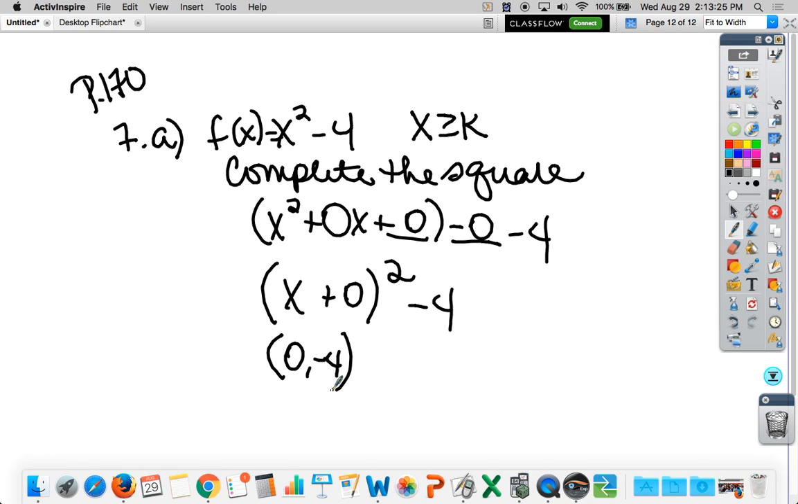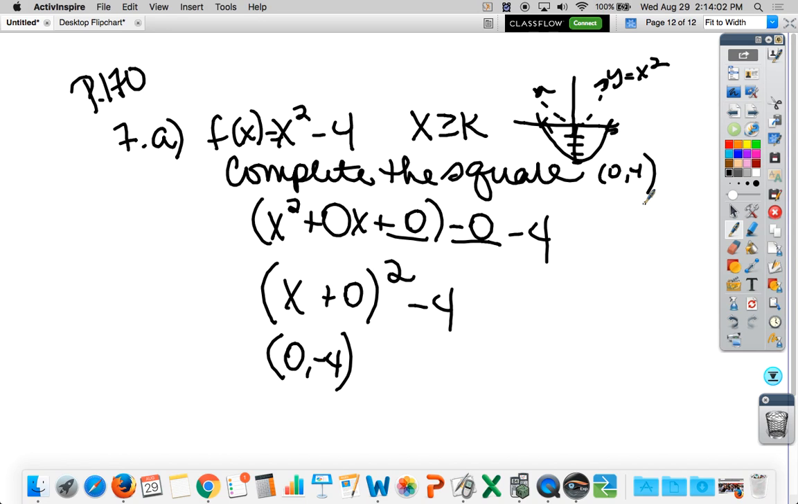Y'all got to know your transformations. You've got to. This is a graph. The original looks like this. That's your y equals x squared. This would be your C in the parentheses. Your A comes in front of it. That's your D. It's shifted down 4. What's my vertex? So ones like these, you can complete the square, but also if you know your transformations, you know exactly what it did. It took that graph and took it down 4.